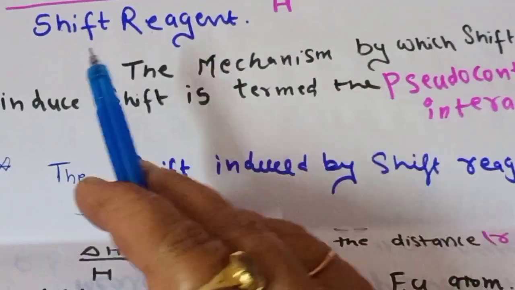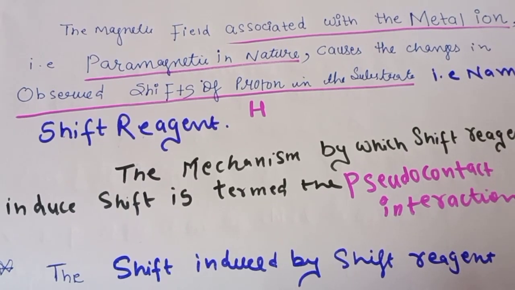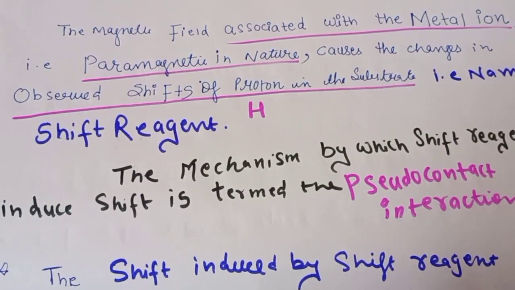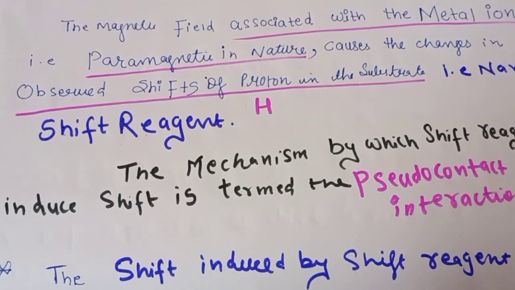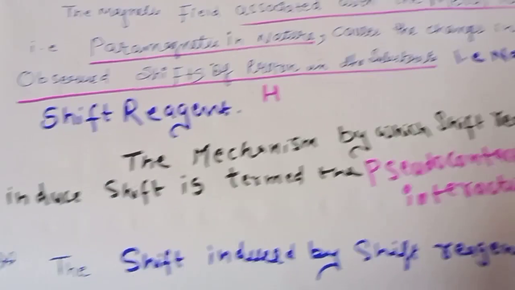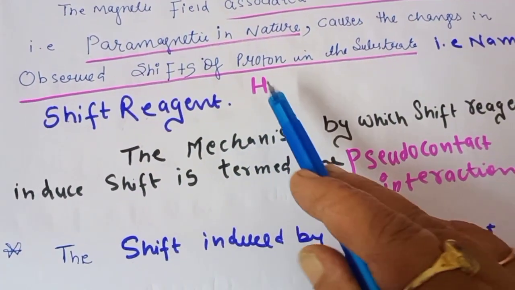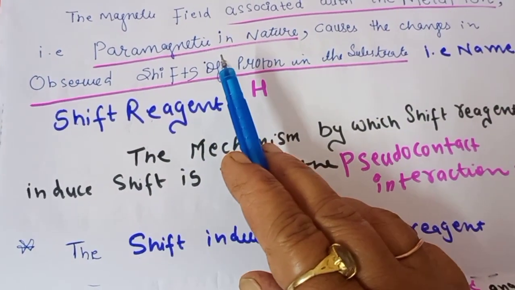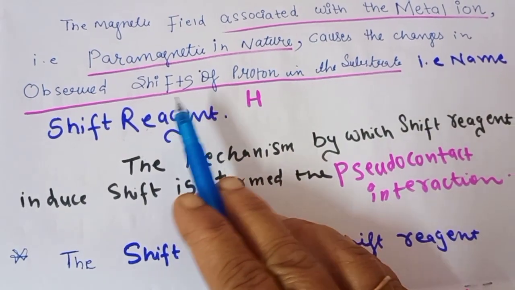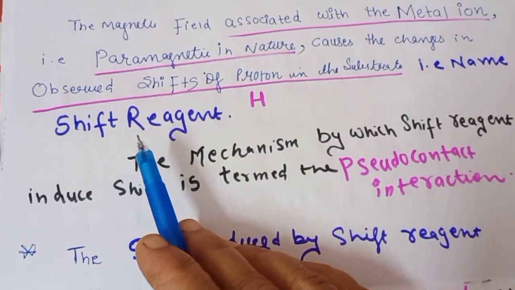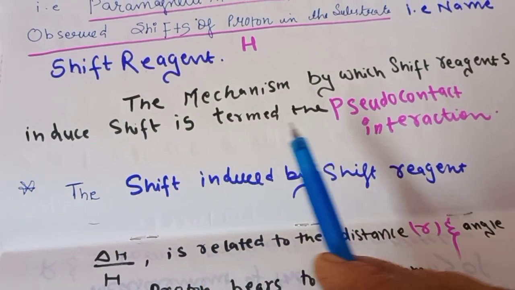So that's why it is named a shift reagent: it is associated with a metal ion, and the metal is paramagnetic in nature, and paramagnetic nature will cause changes in the shifts of the protons present in any substrate, okay? For example, in an n-hexanol molecule, the hydrogens, the OH group, will be affected by the paramagnetic nature of our lanthanide ion and it will shift the values of our chemical shift, so the name is shift reagent. And the mechanism by which the shift reagent induces the shift is termed pseudo contact interaction.